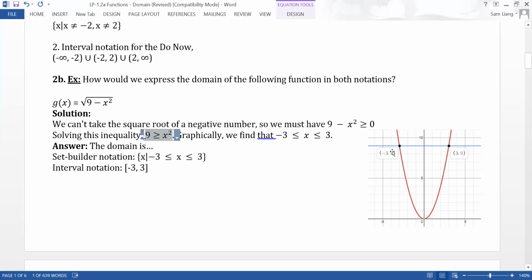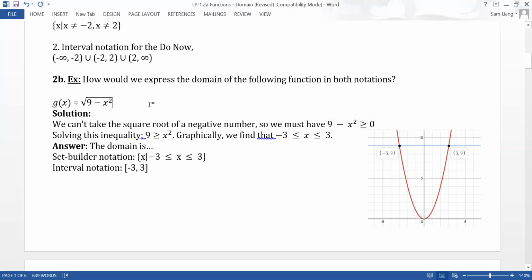So anything between -3 and 3 is going to be our domain. Note that this does include -3 and 3. So this is -3 less than or equal to x less than or equal to 3. The reason for that being, right, this could be equal to 0. So at -3 and 3, this radicand will be 0, right? So 9 minus 3 squared is 0.